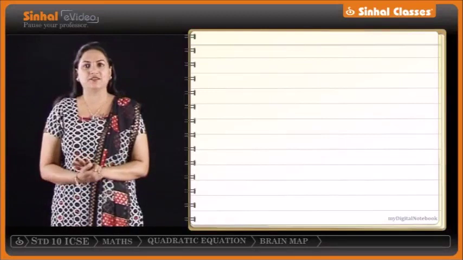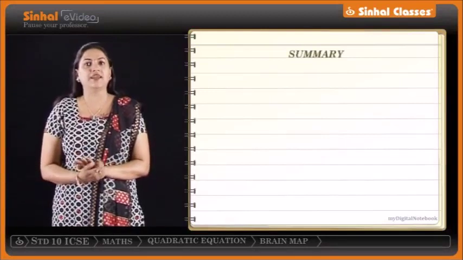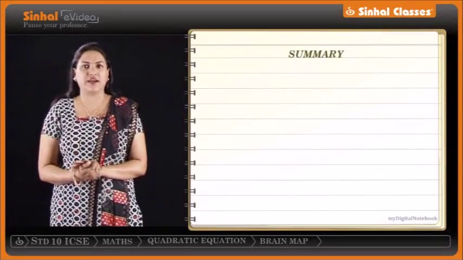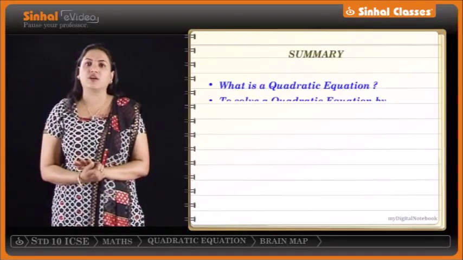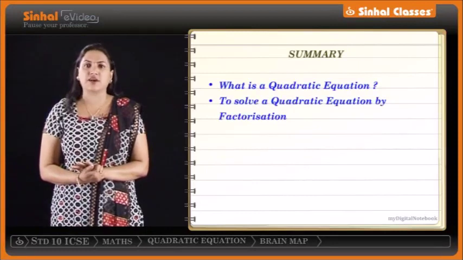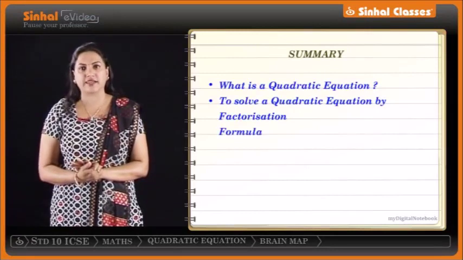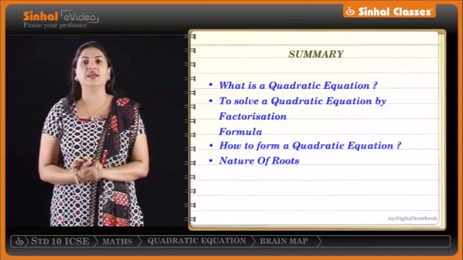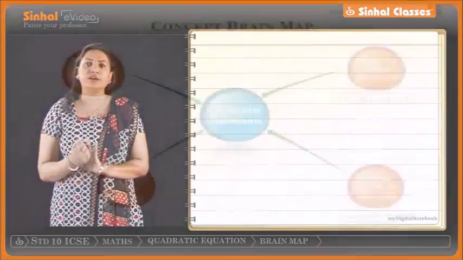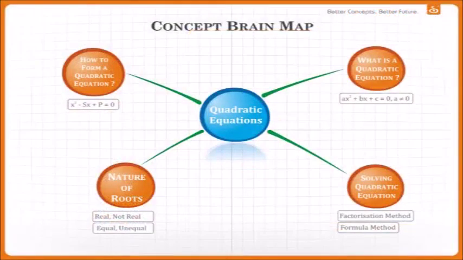Now to the next segment of this topic, which is the brain map. We have now seen what is a quadratic equation, how to solve a quadratic equation by factorization method and by formula method, how to form a quadratic equation, and also we have seen the nature of the roots. Now what is a quadratic equation? An equation of the form ax square plus bx plus c is equal to 0, where a not equal to 0 and a, b, c are real numbers, is called a quadratic equation.